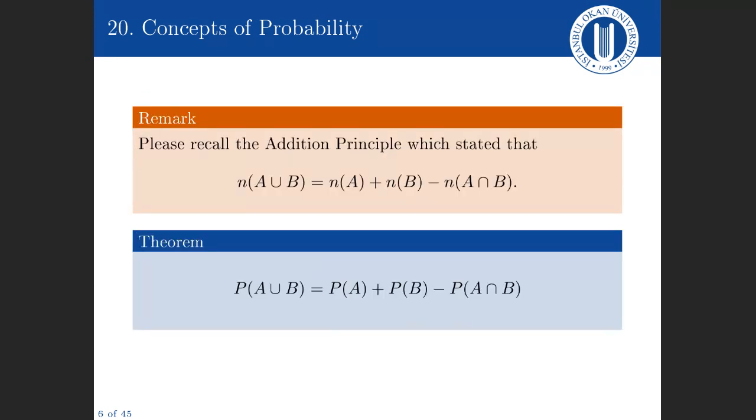Let me remind you of the addition principle from last week. If we're trying to count the number of elements in A union B, we do the number of elements in A plus the number of elements in B, and then so that we don't count some elements twice, we subtract the number of elements in A intersection B. We have a similar formula for probability. The probability of A union B is equal to the probability of A plus the probability of B minus the probability of A intersection B. It's the same formula, but with N replaced by P.